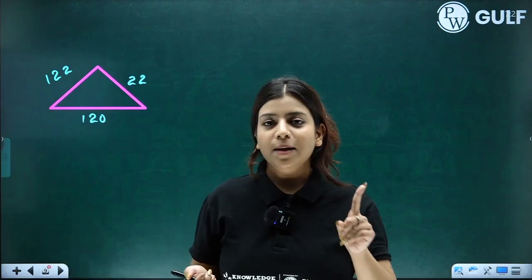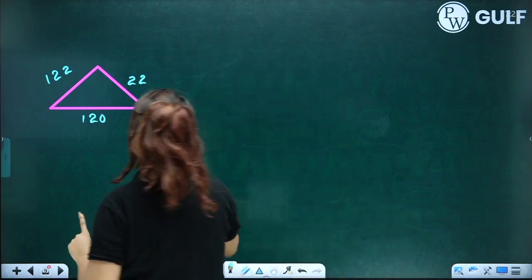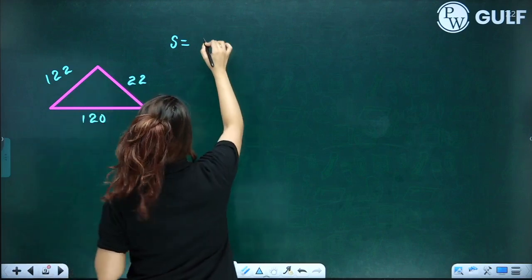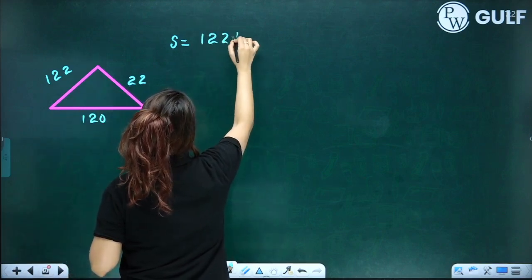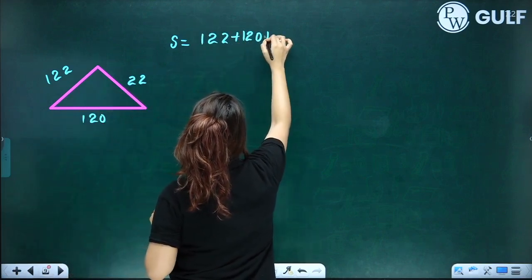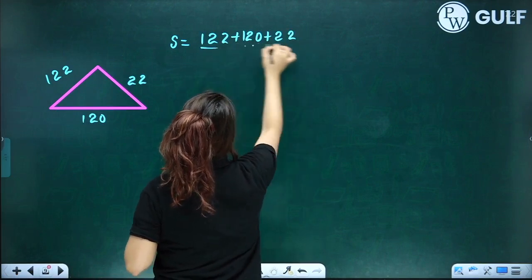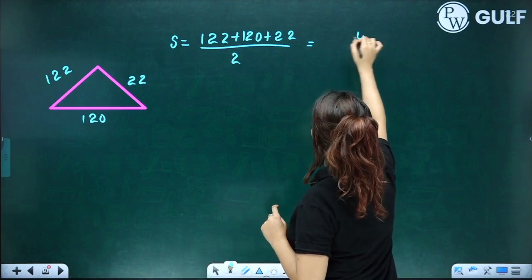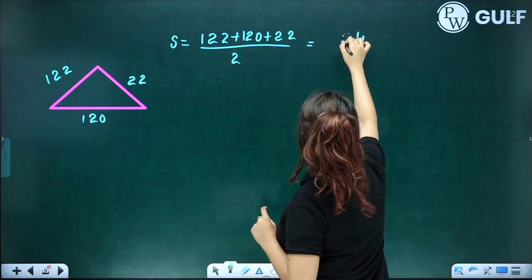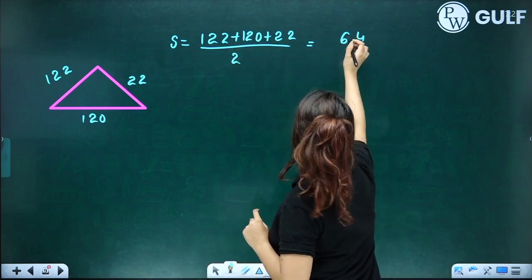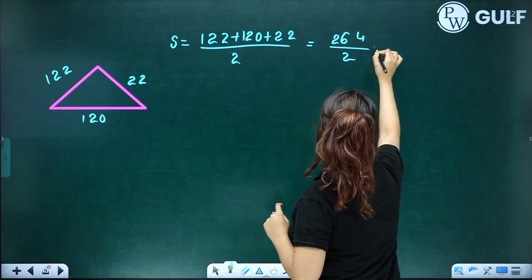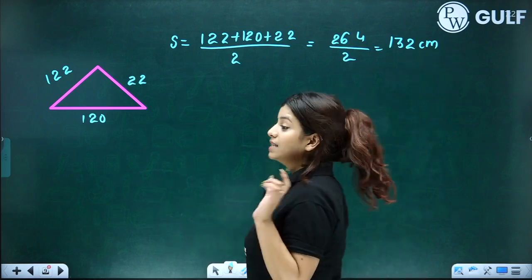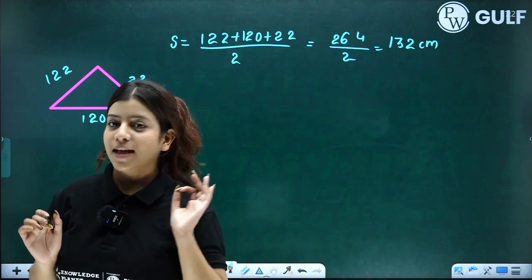The very first step is to calculate the semi-perimeter of this triangle. The semi-perimeter will be equal to the sum of all sides, that is 122 plus 120 plus 22, divided by 2. Adding the numbers, we have 264 divided by 2, that is 132 centimeter, which will simply be the semi-perimeter of the given triangle.